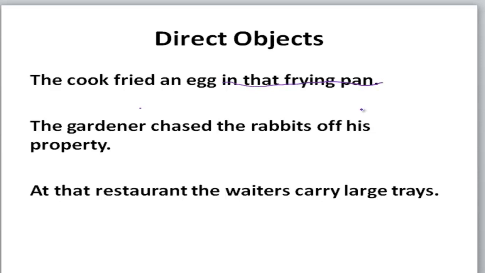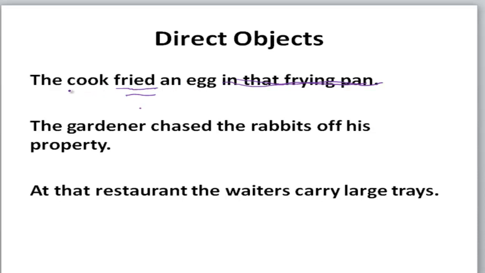I crossed it out. It looks kind of like I underlined it there. My apologies, crossing it out. And now what we have left is the cook fried an egg. And we're looking for the verb. And there it is right there. Fried is the verb. And we have two nouns, egg and cook. And we think, oh, well, the cook fried the egg, or does the egg fry itself? No, I don't think the egg fried itself.